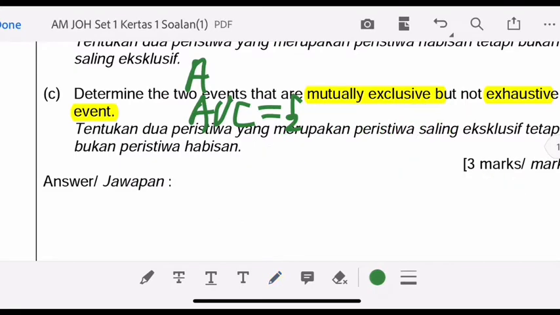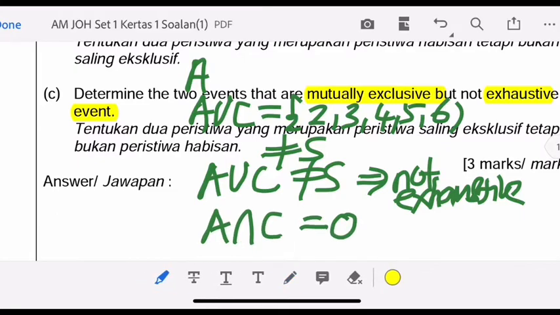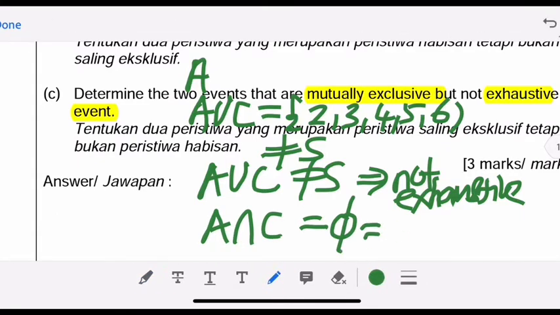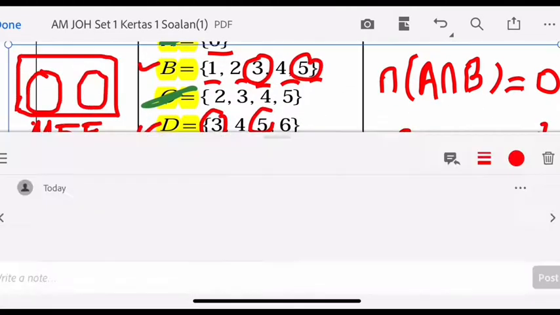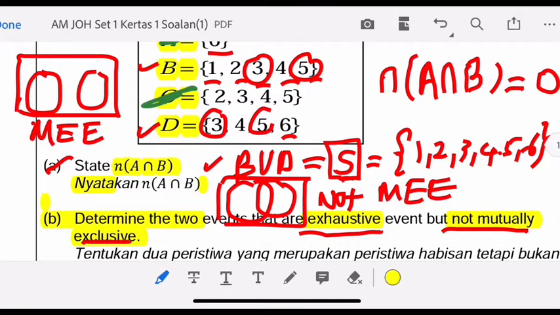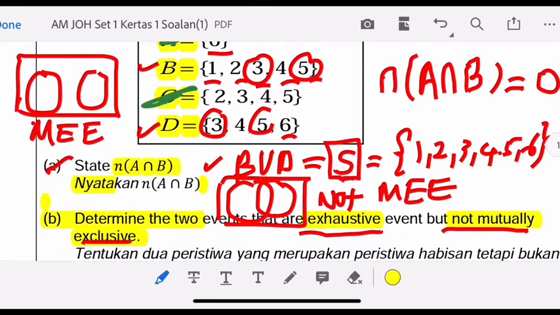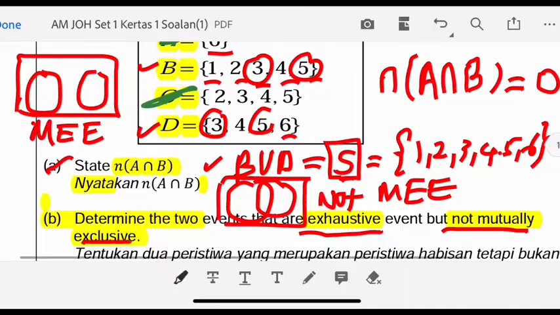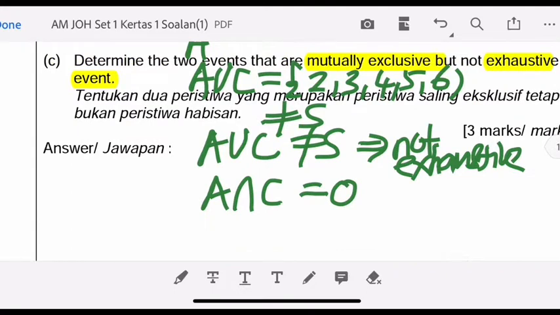And because A intersect C is equal to the empty set, right? That is how you write the empty set. You check A and C, and they are not sharing common elements. Set A is 6 and C is 2, 3, 4, 5, so there is no common element. Hence A intersect C is the empty set.